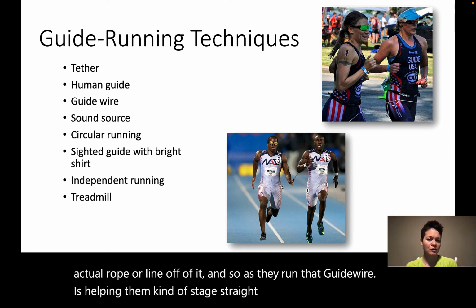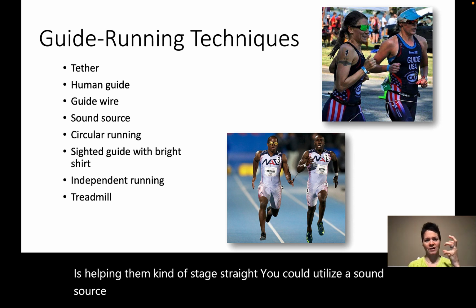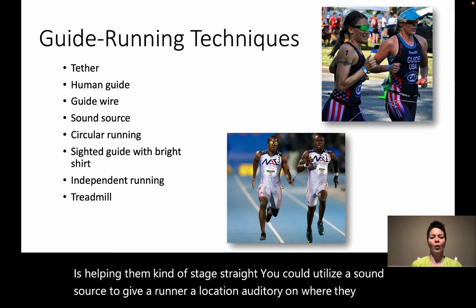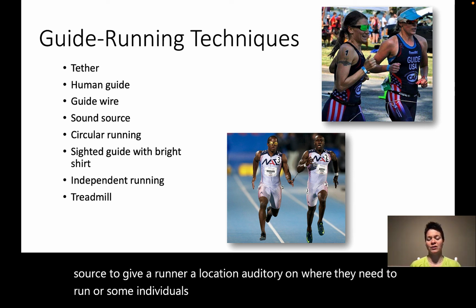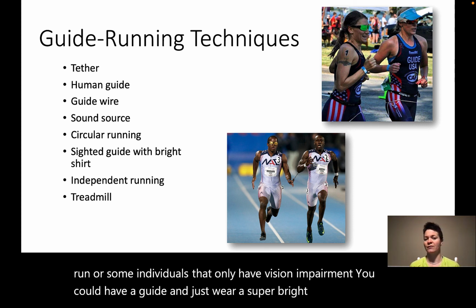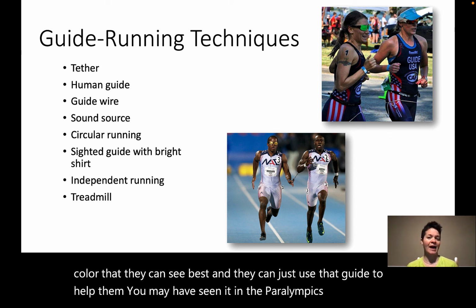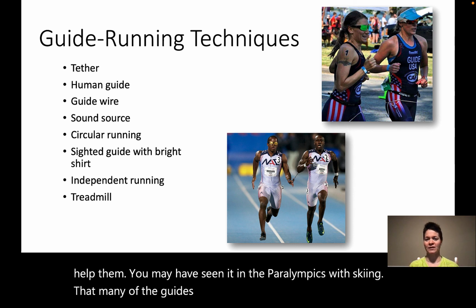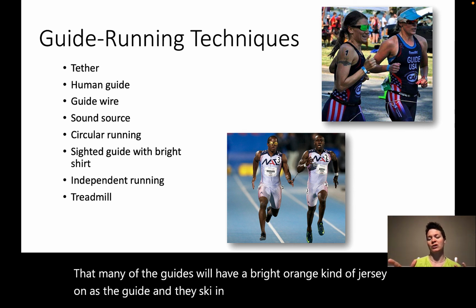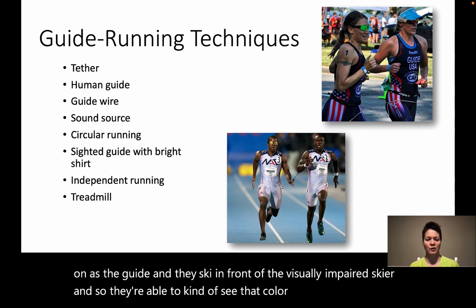You could utilize a sound source to give a runner an auditory location on where they need to run. Or for some individuals that only have vision impairment, you could have a guide wear a super bright shirt of a color that they can see best, and they can just use that guide to help them. You may have seen it in the Paralympics with skiing, that many of the guides will have a bright orange jersey on, and they ski in front of the visually impaired skier.